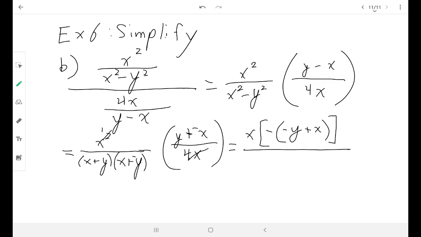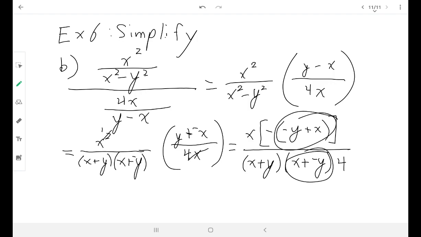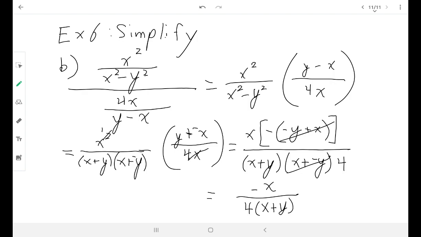And what that's going to do for me is I've got this x plus y and then this x plus negative y and then this 4. But now you should see that this one and this one are now the same. Okay? So now I can cancel these two, and I can multiply the x times the negative, giving me negative x at the top, and then 4 times the quantity x plus y at the bottom, which I may or may not distribute, depending on what's easier for me. Okay?